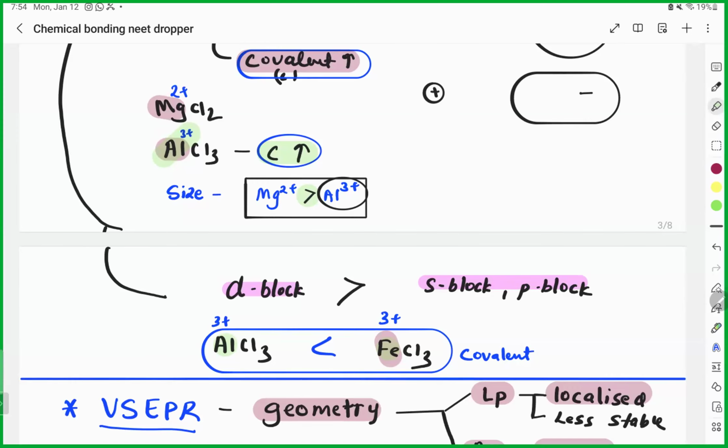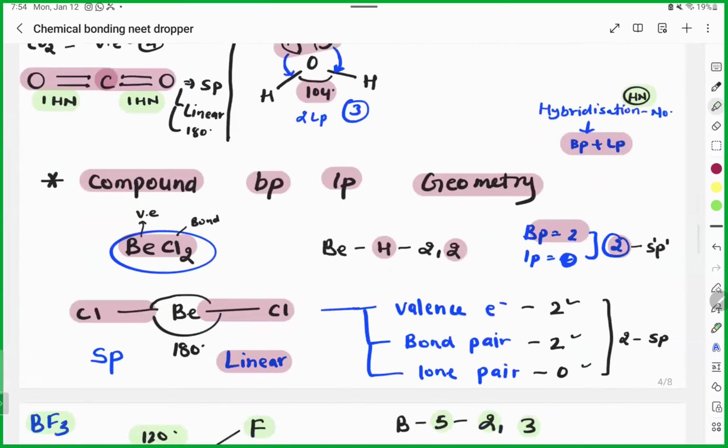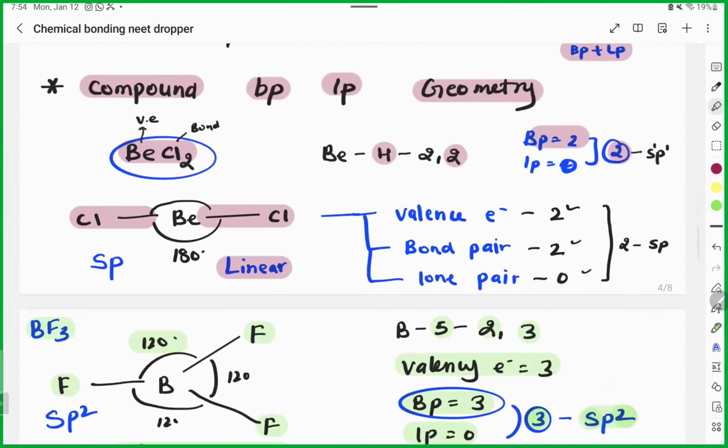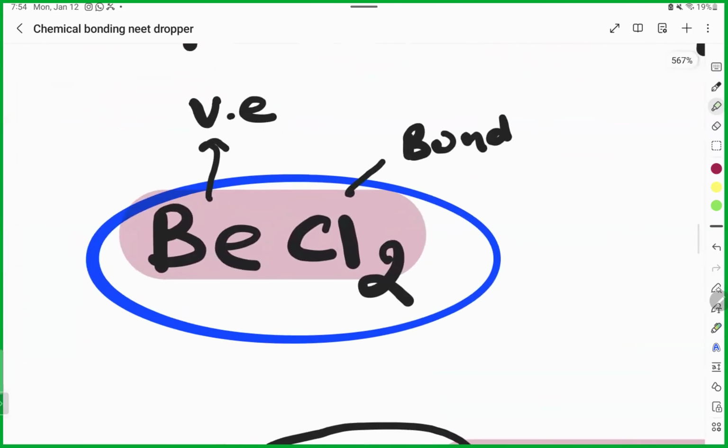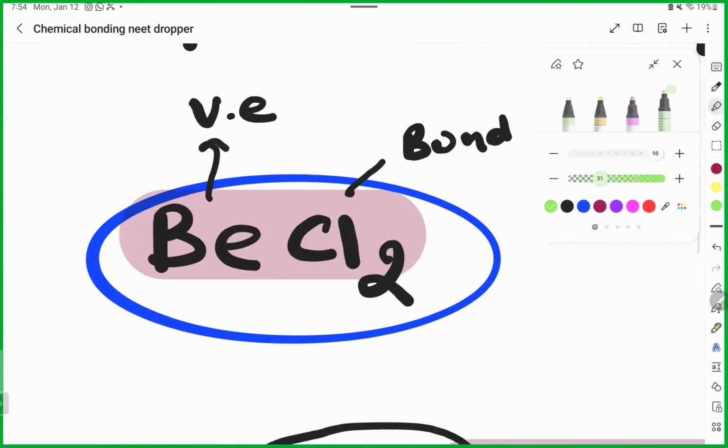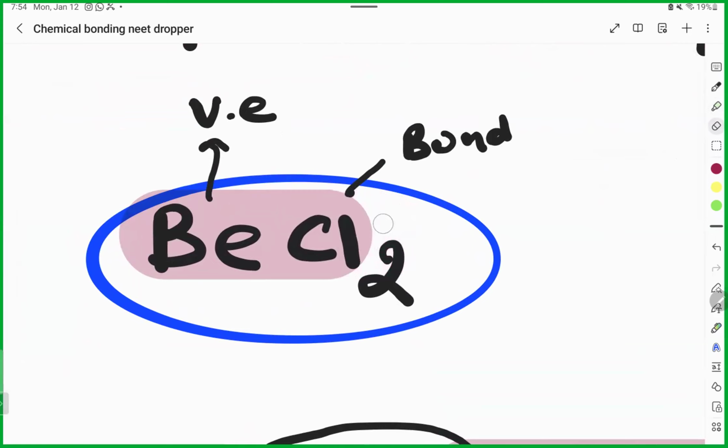Yes. Sure. So you want to know how to calculate bond pair and lone pair? Yeah, sir, I read it now. I almost got it. Sir, you can explain it again.